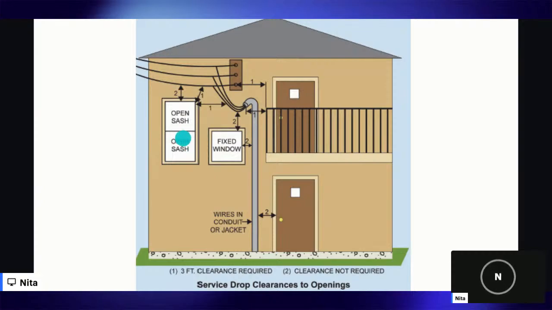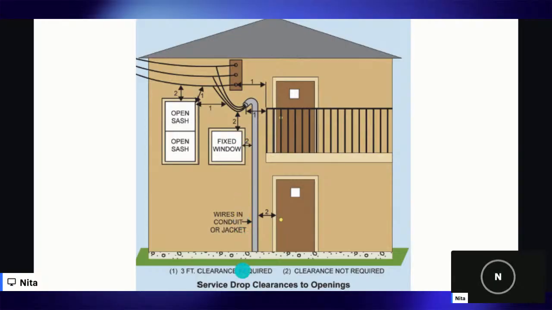So clearance is required if you have an operable window. It needs to be 3 feet horizontally from your wires to the window. Same thing with a door, 3 feet horizontally from the wire to the door. Same thing for any sort of balcony or deck, 3 feet horizontally. If the window is fixed, meaning it doesn't open, or if the wires are inside a jacket or conduit, then there's no clearance.